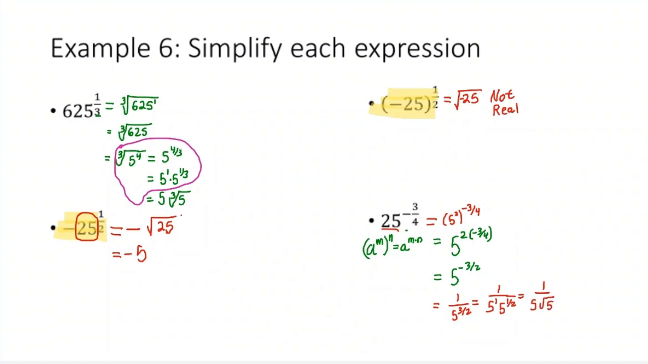Remember, we don't like radicals in the denominator, so we'll rationalize, multiplying top and bottom by square root of 5. And we get the square root of 5 over 5 times, well, square root of 5 times square root of 5 is 5. And when we multiply the 5 and the 5, we get square root of 5 over 25. So our 25 to the negative 3/4 equals the square root of 5 over 25.